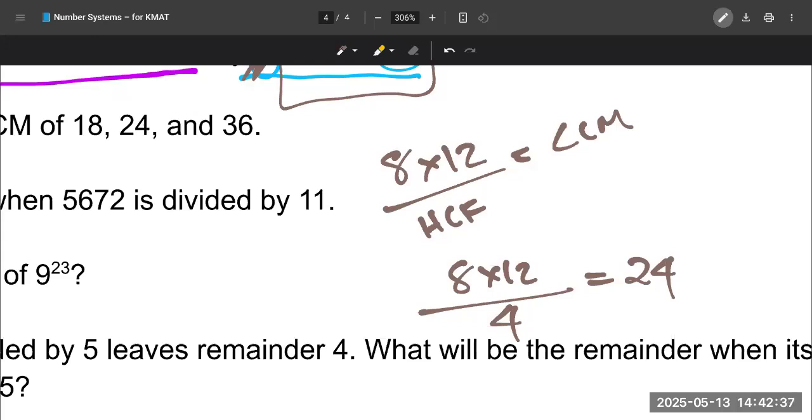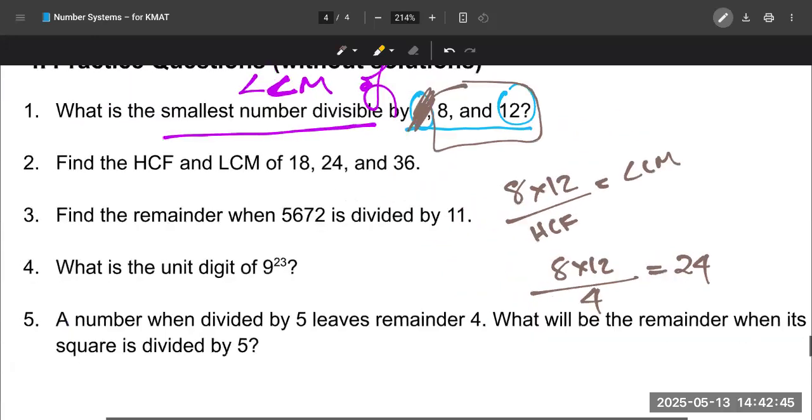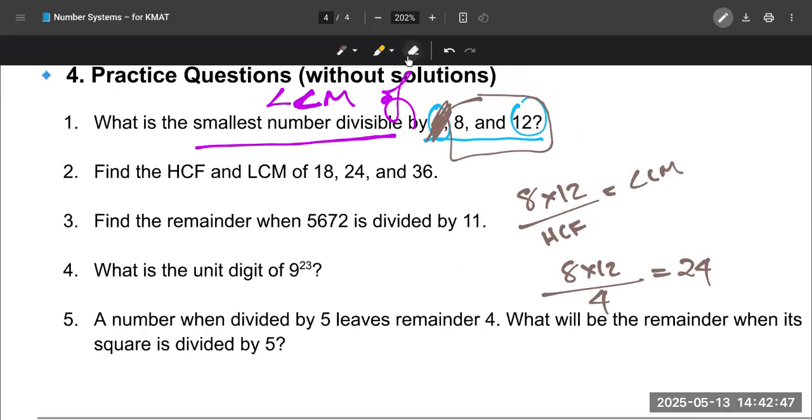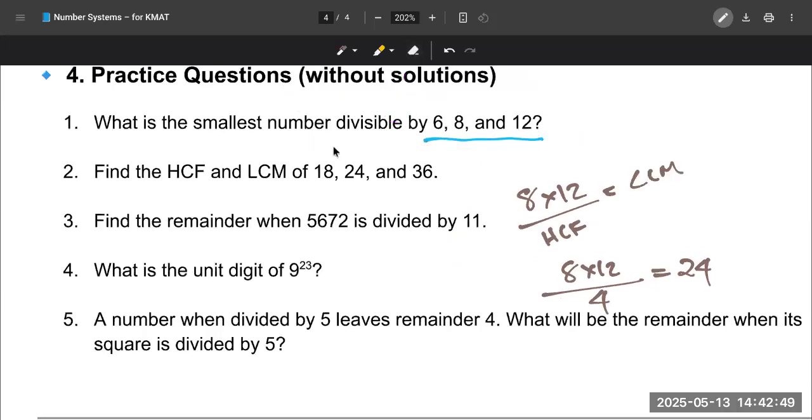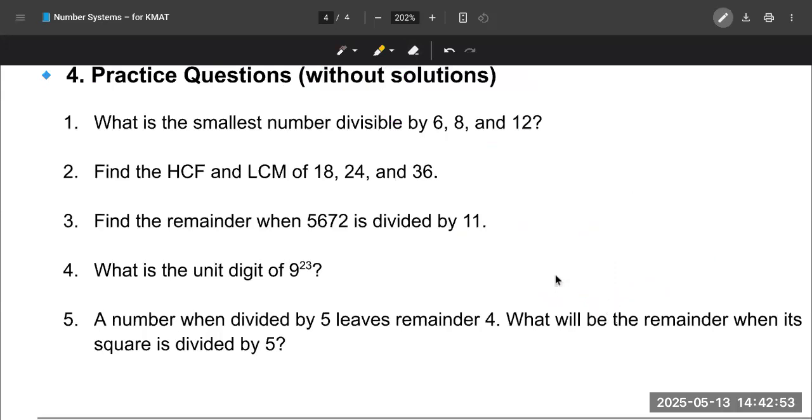$24. Yeah, 24 is the LCM and the HCF is 4. Right. So find out the next question: find out the HCF and LCM of 18, 24, 36.